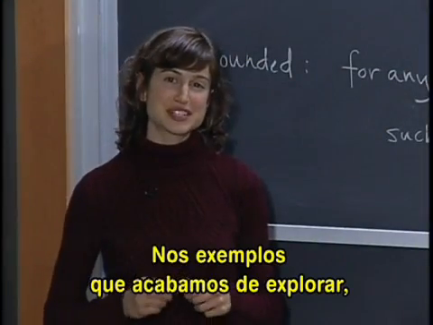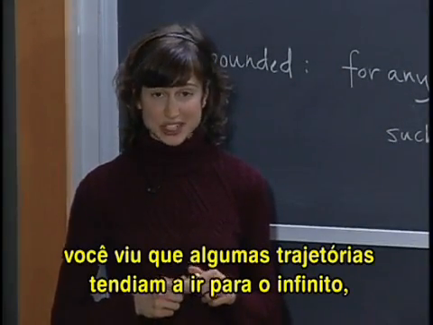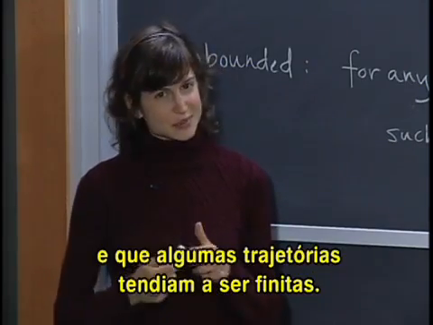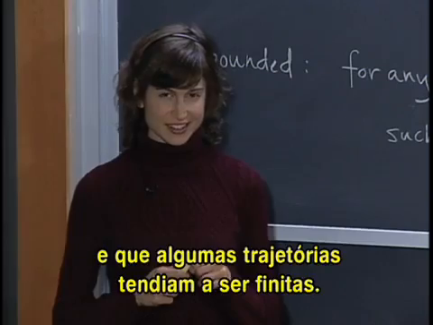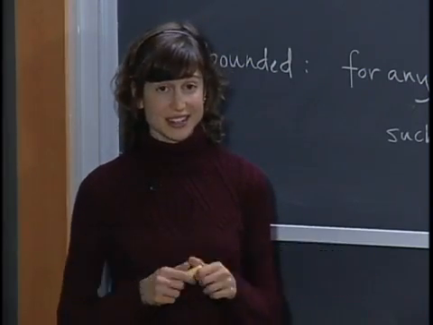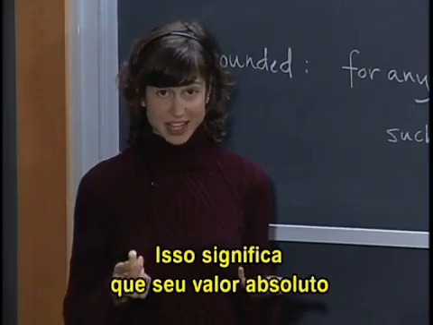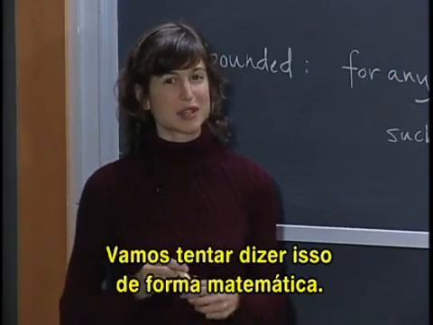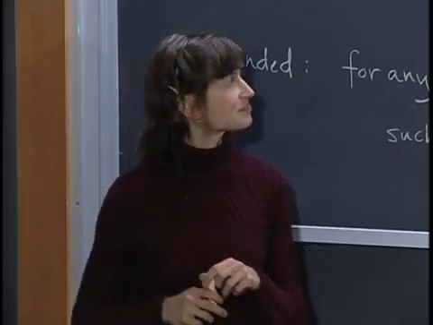In the examples that you just explored, you saw that some trajectories tended to head off to infinity, either positive or negative, and some trajectories tended to stay finite. What do we mean when we say that a trajectory heads toward infinity? What we mean is that its absolute value tends to grow without limits or bounds. Let's try to come up with a mathematical way of saying this.